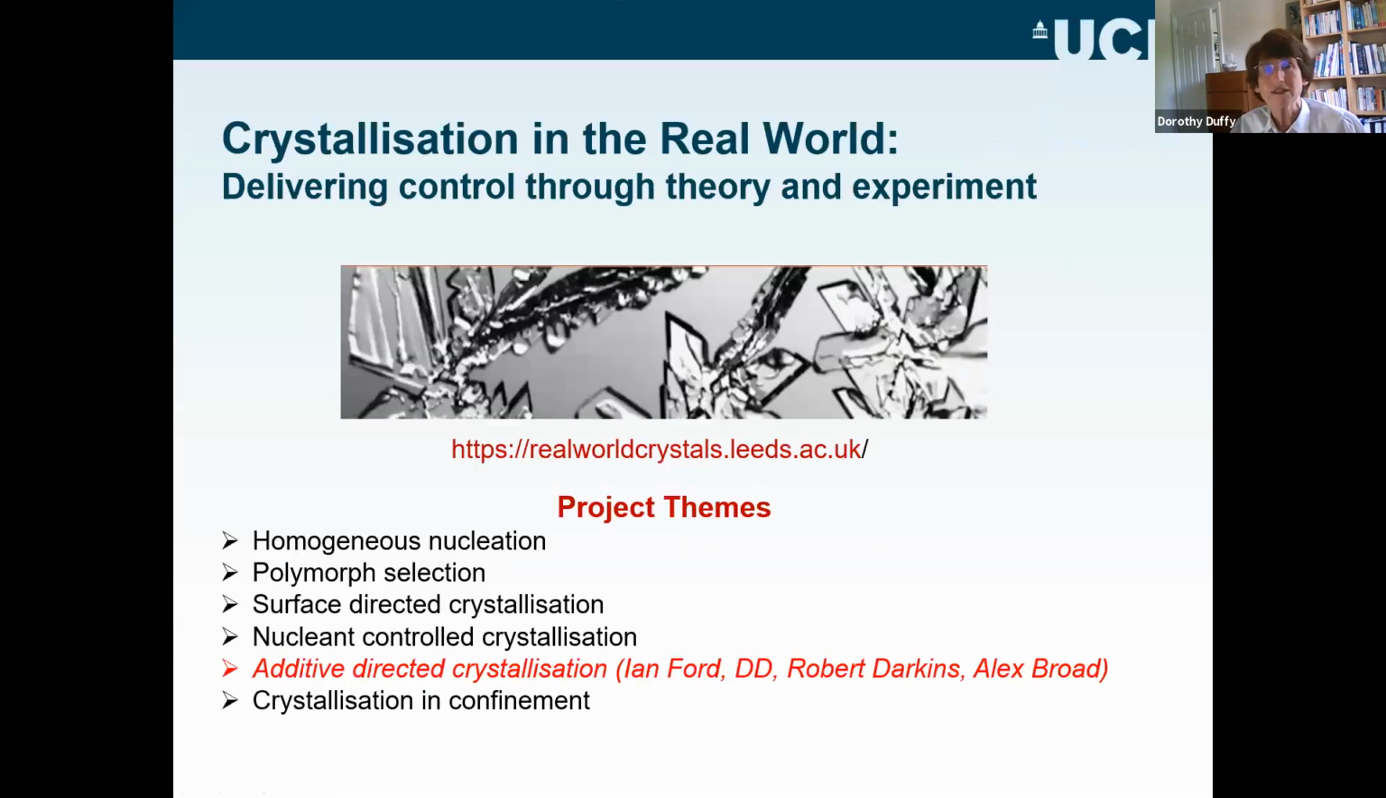And one of these is actually a big program grant that's led by Leeds University, which is a joint modeling and theory and experimental project. My involvement in this is looking at all aspects of crystallization, and I'm particularly involved in the additive directed crystallization, which means using impurities and additives to actually control crystallization. There's a few of us at UCL involved in this: Ian Ford and Robert Darkins and the student Alex Broad. However, I'm not going to talk about that today. Hopefully you'll hear about that at some later date.